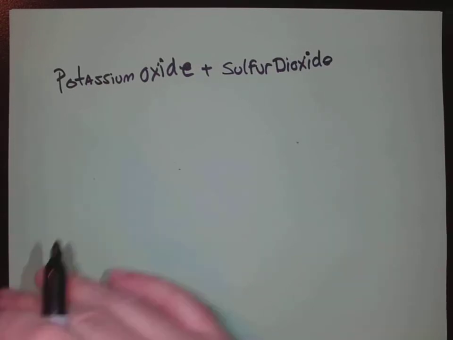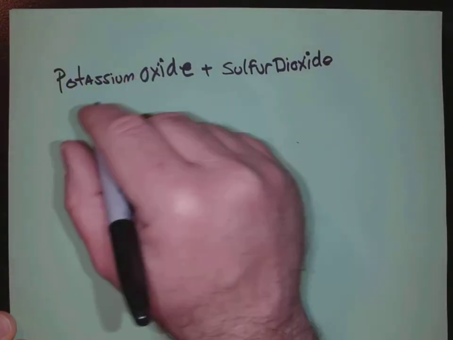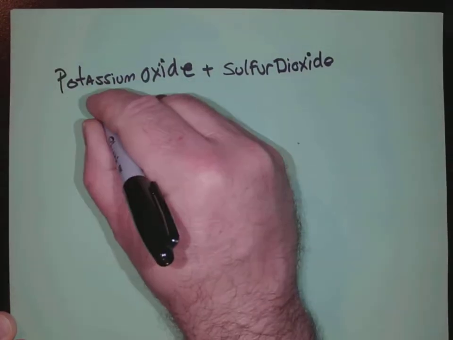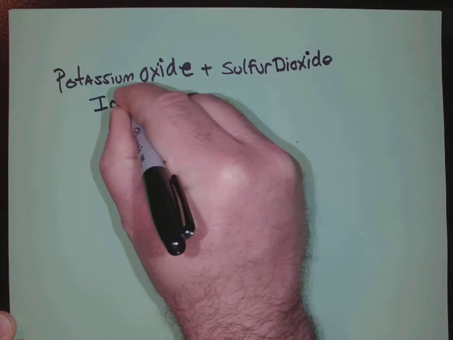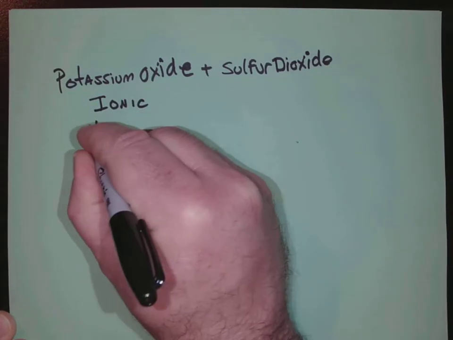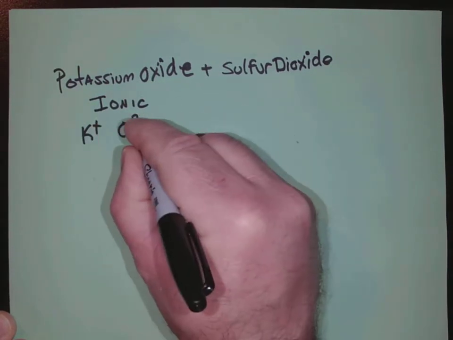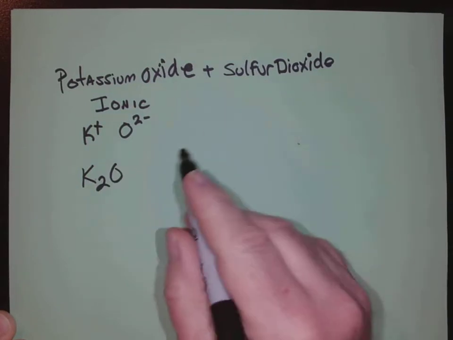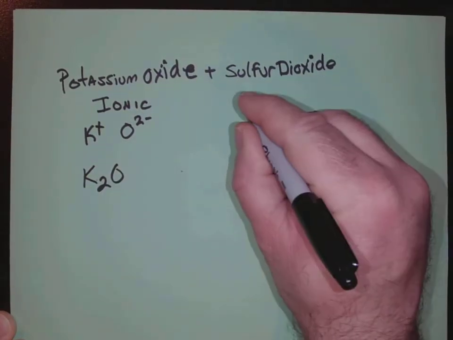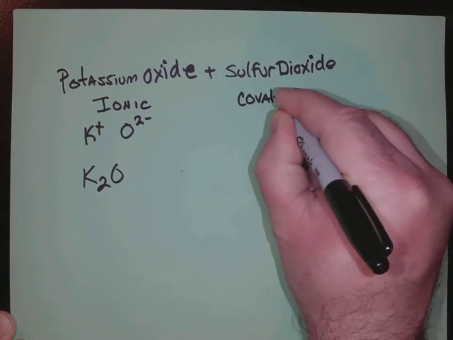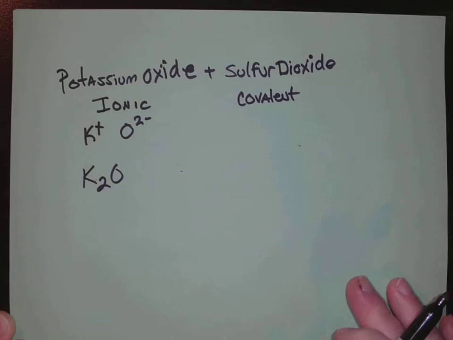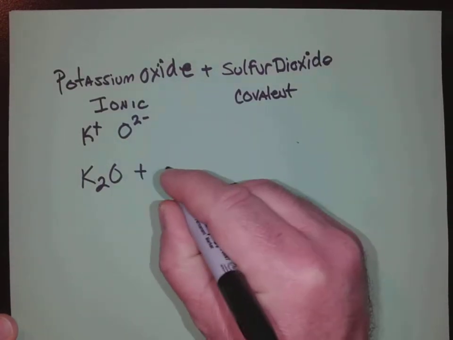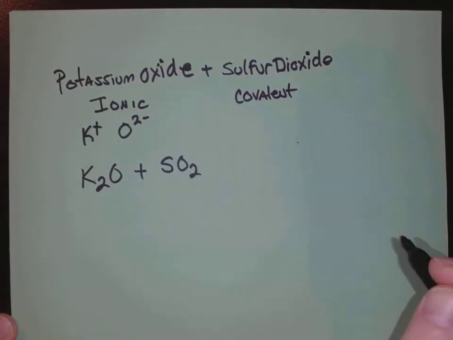Okay, welcome back. Hopefully we understand potassium oxide is our metal oxide, right? And again, this is going to be ionic. So K plus and oxide is O2 minus, and we get the formula is K2O. Again, sulfur dioxide is covalent. You don't need to write that unless it helps you, then by all means, please do so. So sulfur dioxide is SO2.